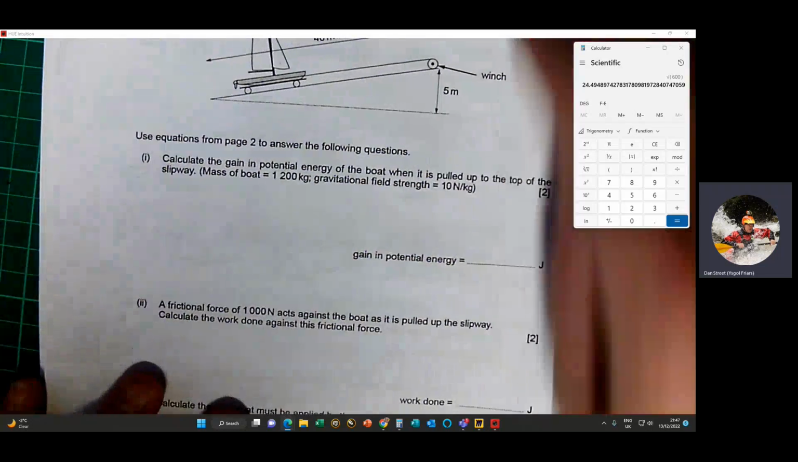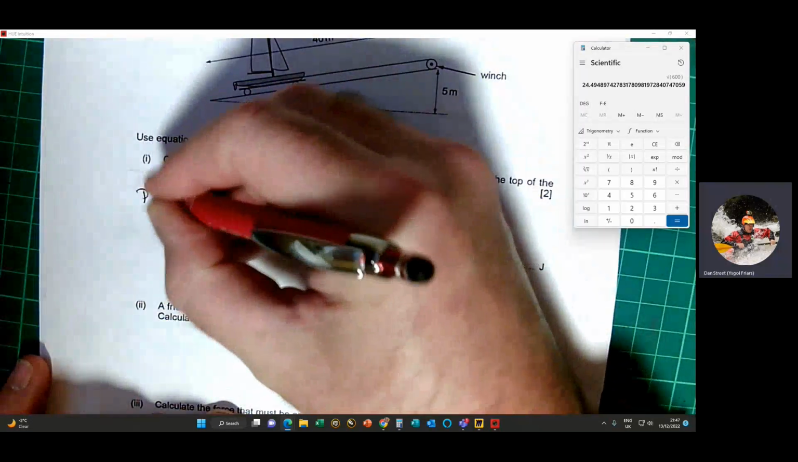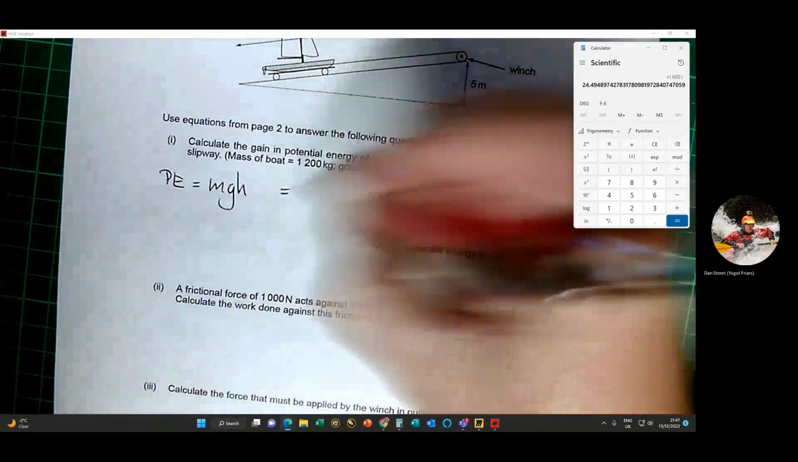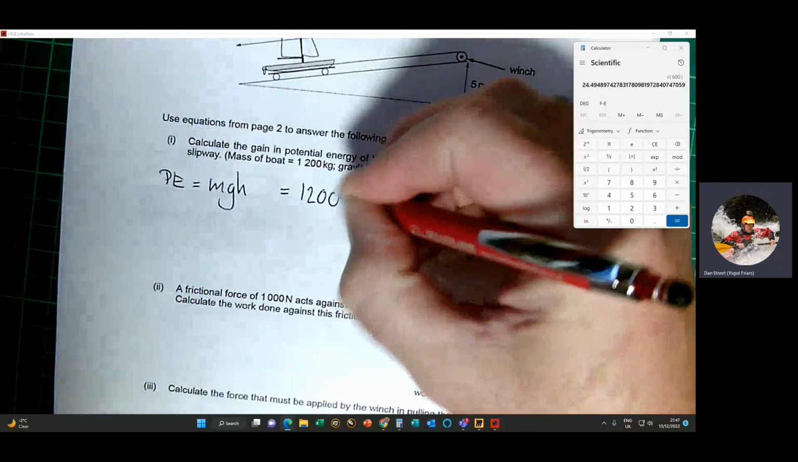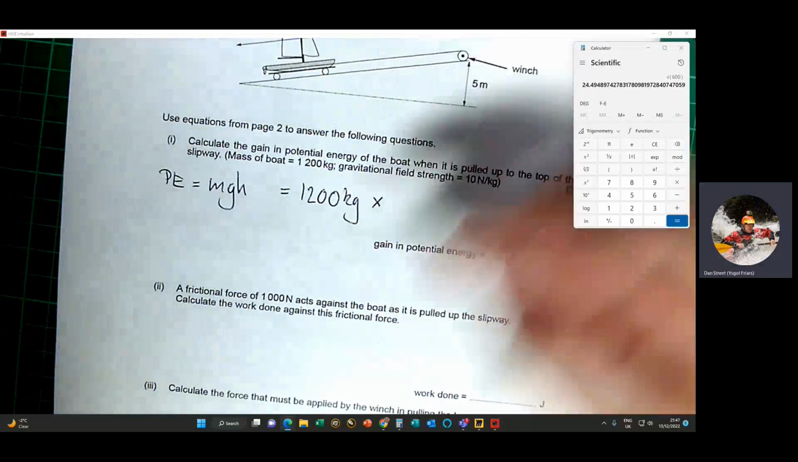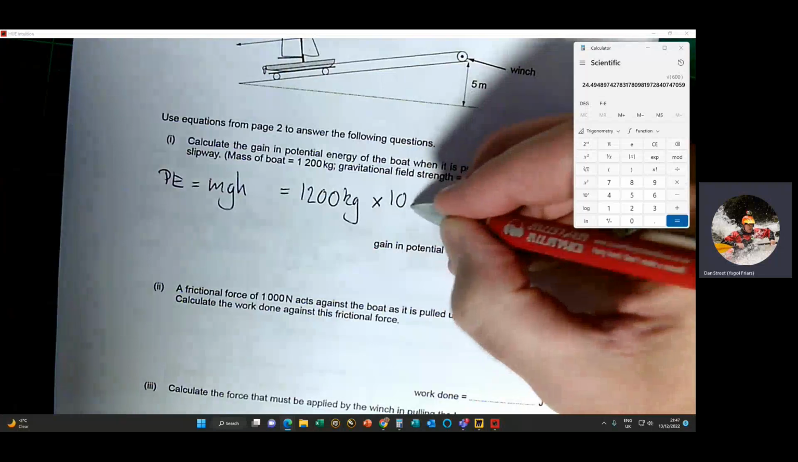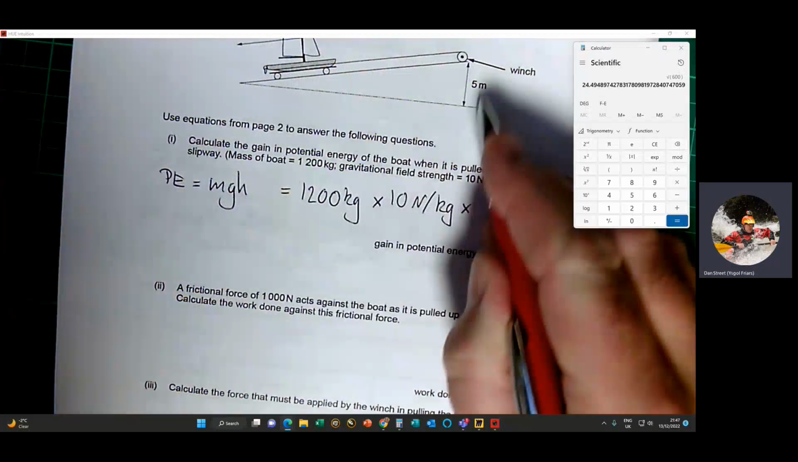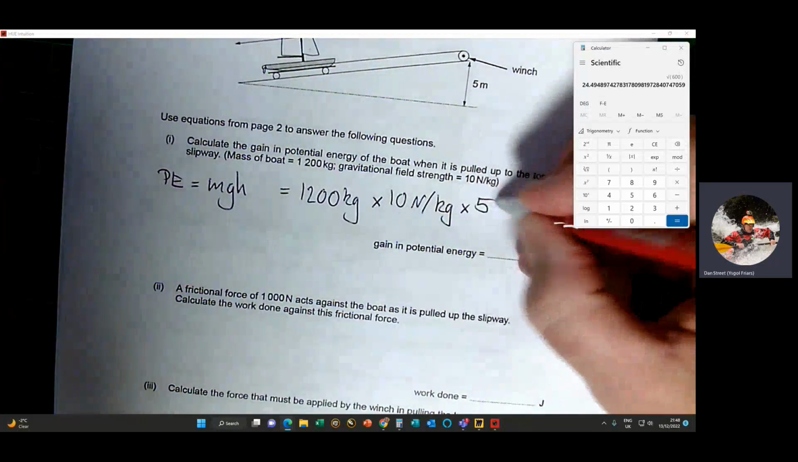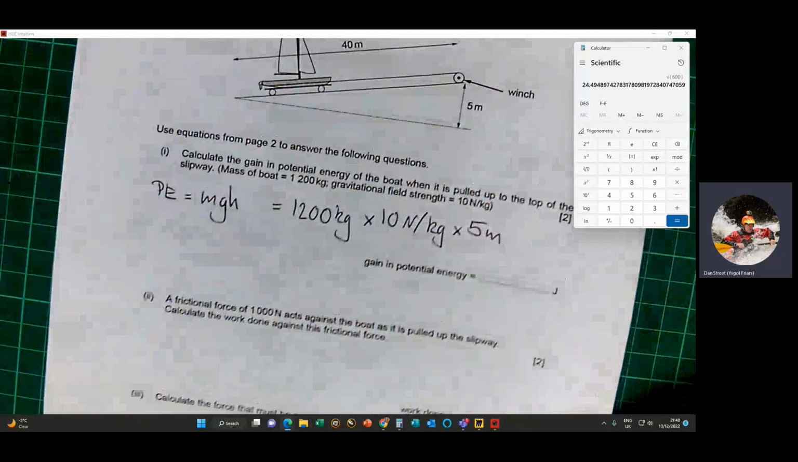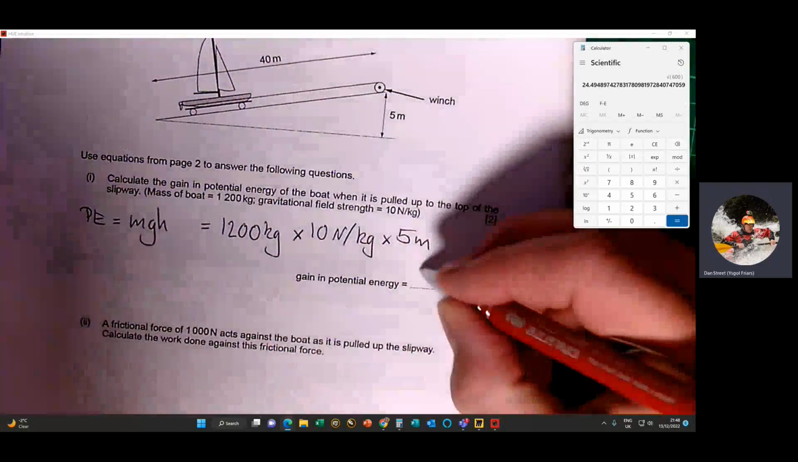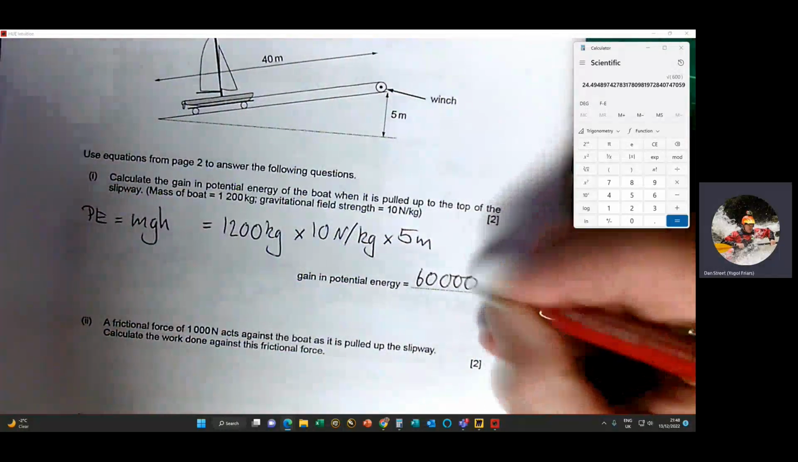Okay, so if we quote that as PE equals mgh, the mass of the boat is 1,200 kilograms multiplied by g, which is the gravitational field strength, which is 10 newtons per kilogram, multiplied by h, which is the height that we're lifting it up by, which is 5 meters. Okay, so if we calculate all that out, we find that that is 60,000 joules.